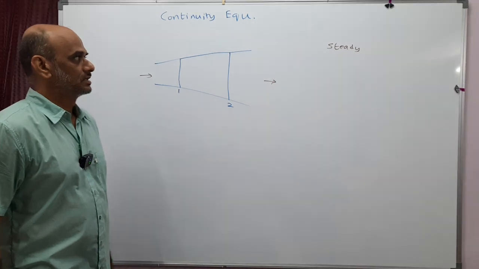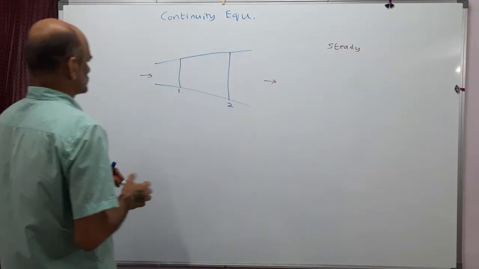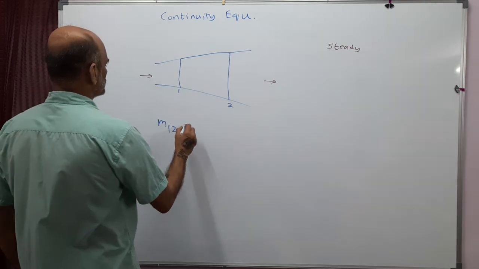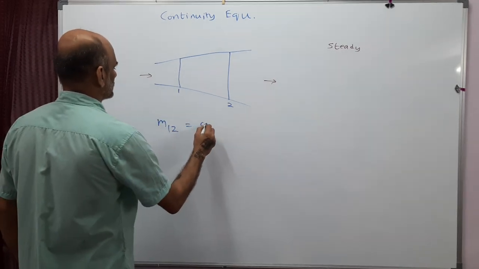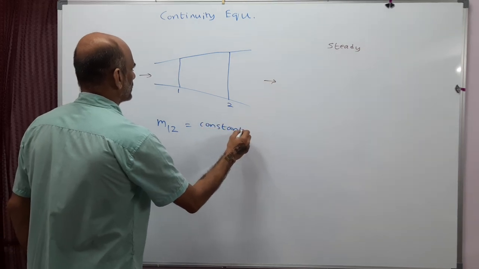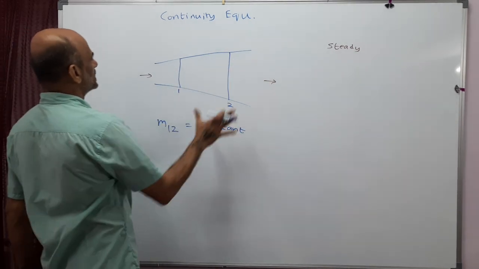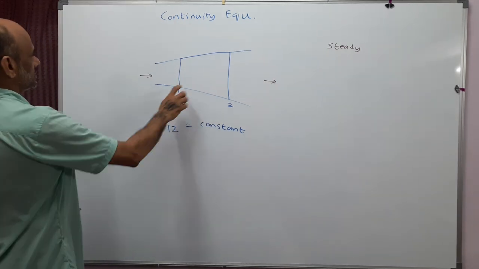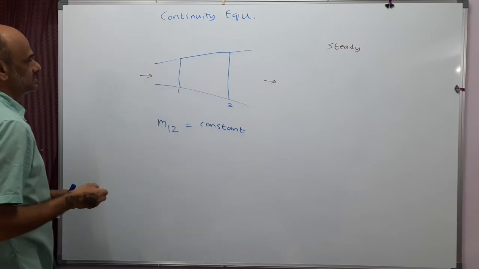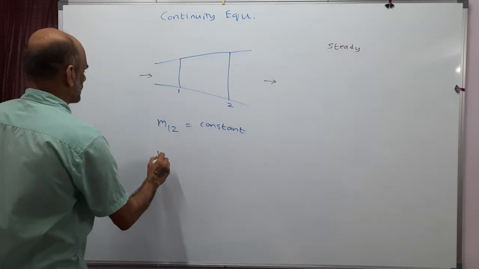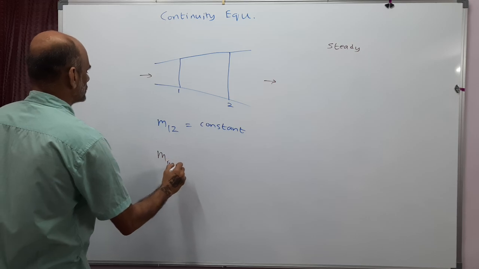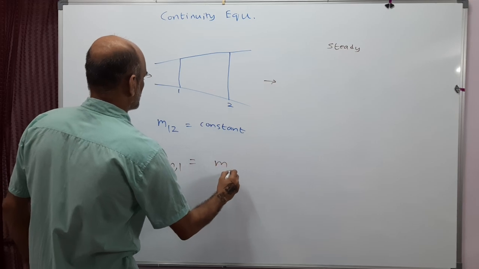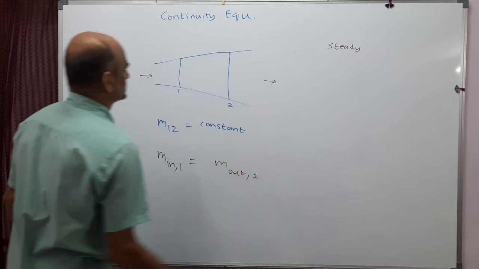Steady means things are not changing with time. So the mass of the fluid or liquid in this region between 1 and 2 should be constant, because since it is steady, the mass of this region should not change with time. So that means whatever mass is flowing into this region through section 1 should be equal to the mass that's flowing out through section 2.